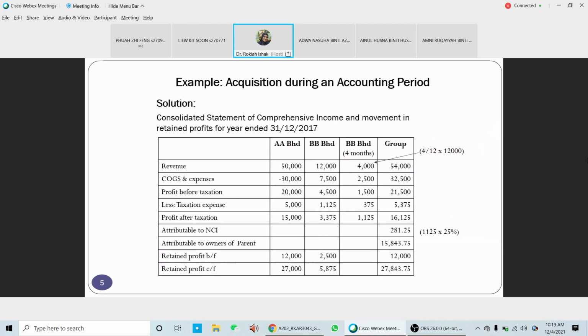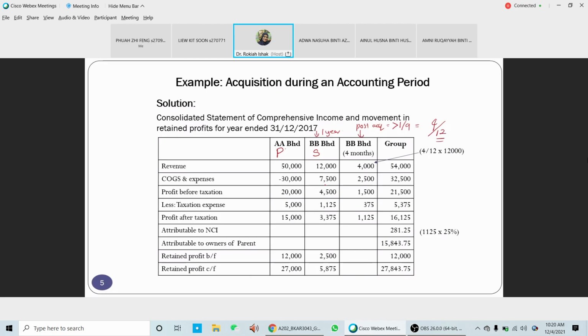Okay, and then I'm going to look at the consolidated. We're going to prepare the consolidated statement and the movement in the RE. So now we have here the parent, which is AA, and then BB is the subsidiary. This one is for 1 year, information for 1 year. The next one is information for post acquisition only. For post acquisition, it means after the 1st of September, so we're going to have 4 months. So 4 months here need to be divided by 12 because we need to prorate.